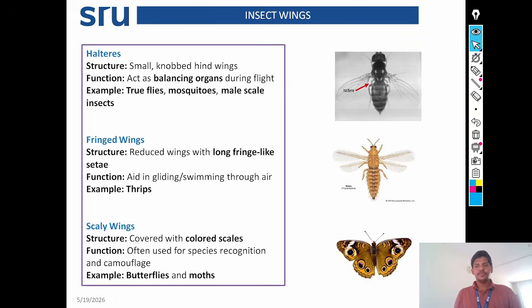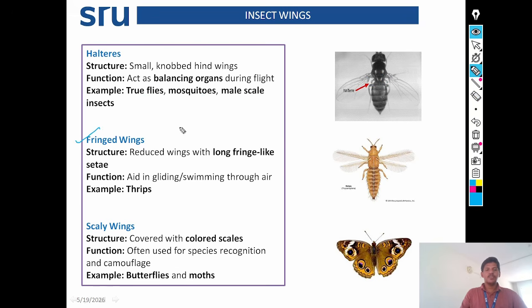Halteres. Halteres are there in true flies, mosquitoes, male scale insects. These are small knobbed hind wings that act as a balancing organ during the flight. These halteres are there mainly in housefly. Hind wings of the housefly are the halteres.